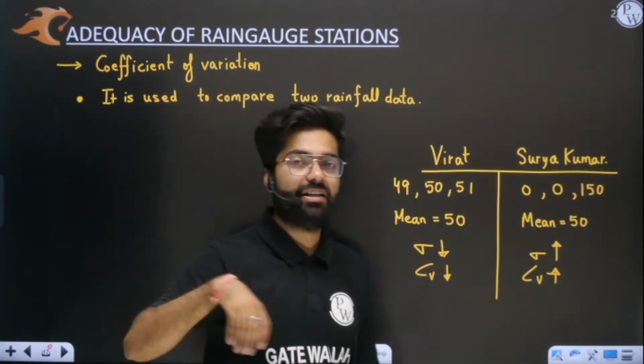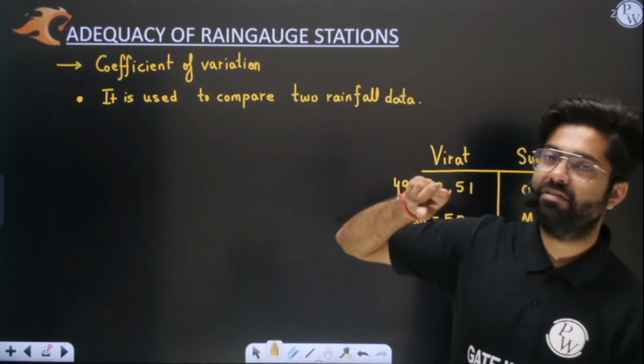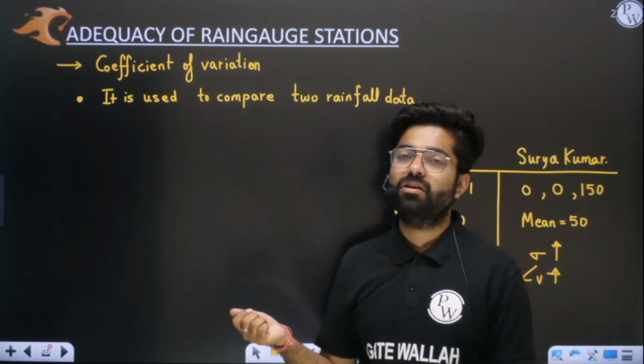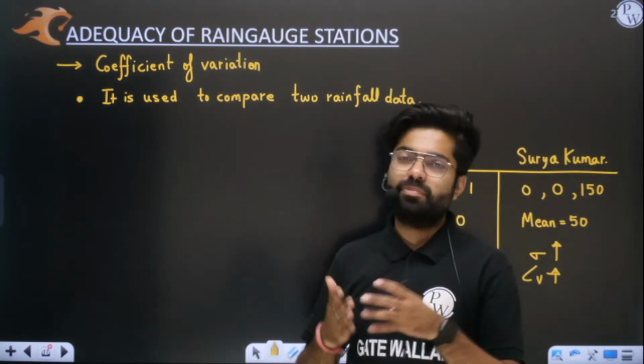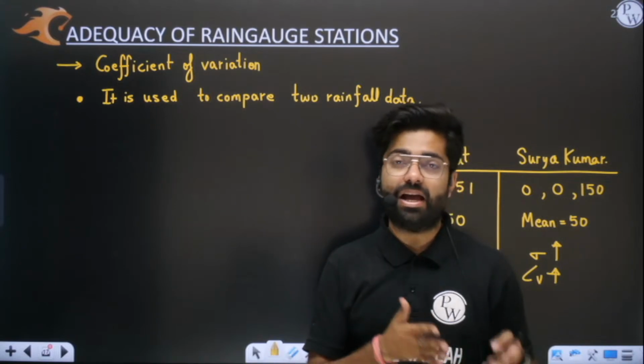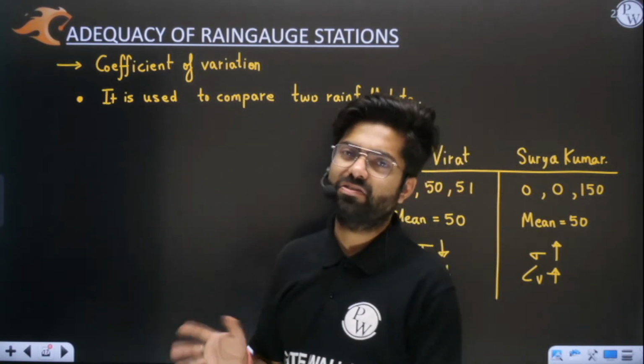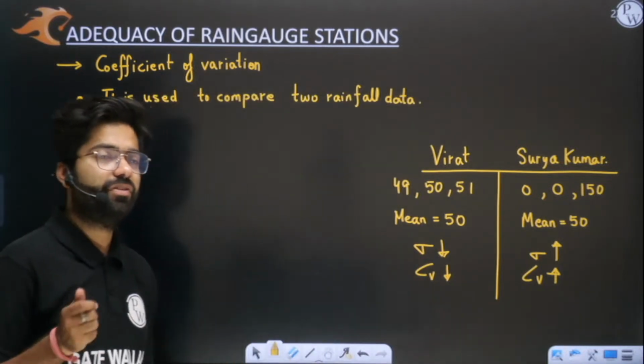If we talk of the entire Indian subcontinent, the average value of CV is somewhere around 30. At some places it is as low as 5, and at some places it is as high as 50, but the average value is somewhere around 30. Okay, but coefficient of variation is there.